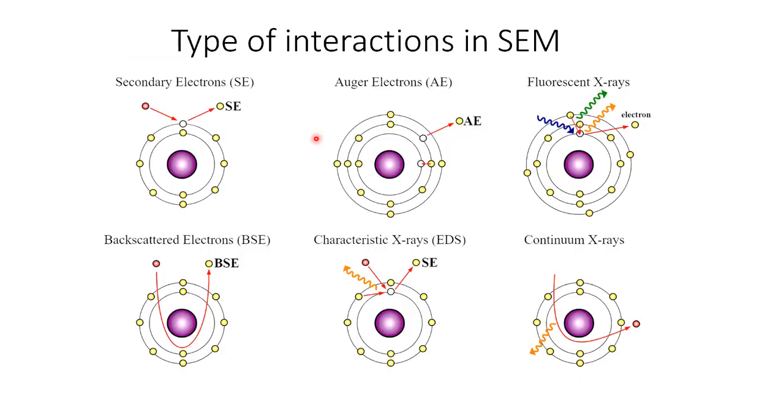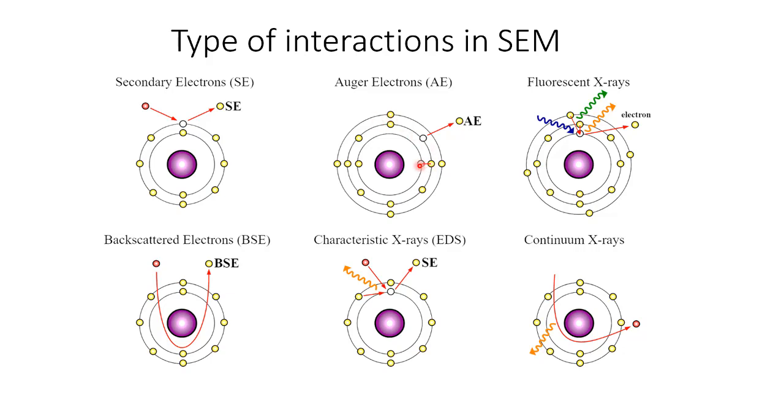So how are these generated? The secondary electron: suppose the electron is coming and knocking out one of the electrons, and this knocked-out electron is getting detected by the secondary electron detector. And the Auger electron is what?